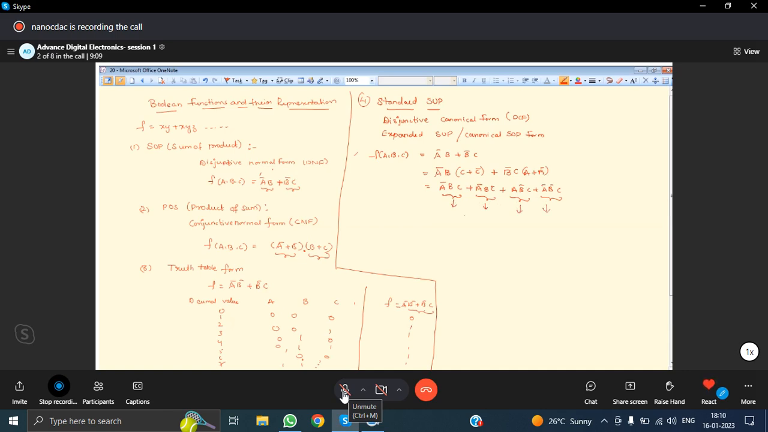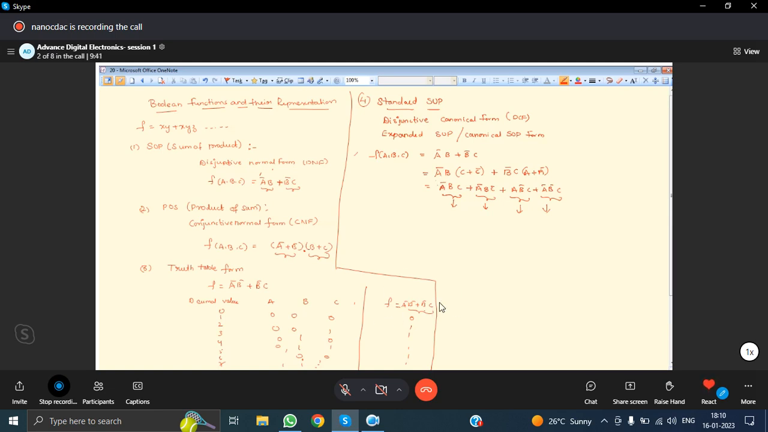Having the variables a, b, c, each contain all the variables, either complemented or in uncomplemented form. Okay, you should remember this one. Whenever we are expanding a function in standard SOP form, the final function should contain all the variables a, b, c, either in complemented form or uncomplemented form.